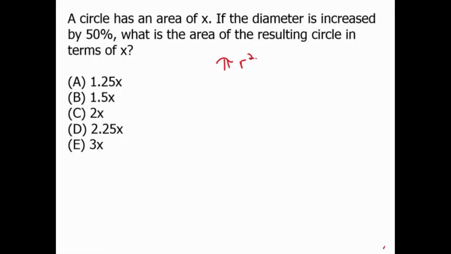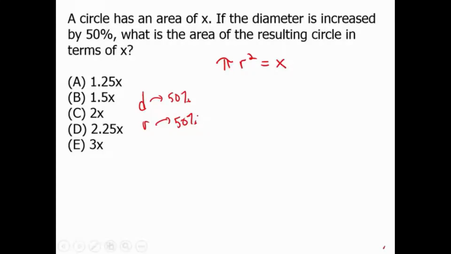Alright, first of all, the circle originally has an area of x. So pi r squared equals x, where r is the original radius. Now the diameter is increased by 50%. And so if the diameter is increased by 50%, that means the radius is also increased by 50%. They're proportional to each other, so whatever percentage increase happens to one happens to the other. So radius has increased by 50%.